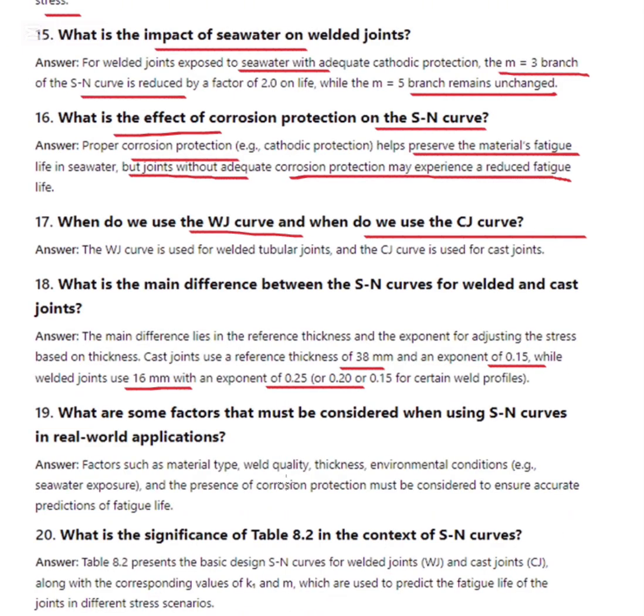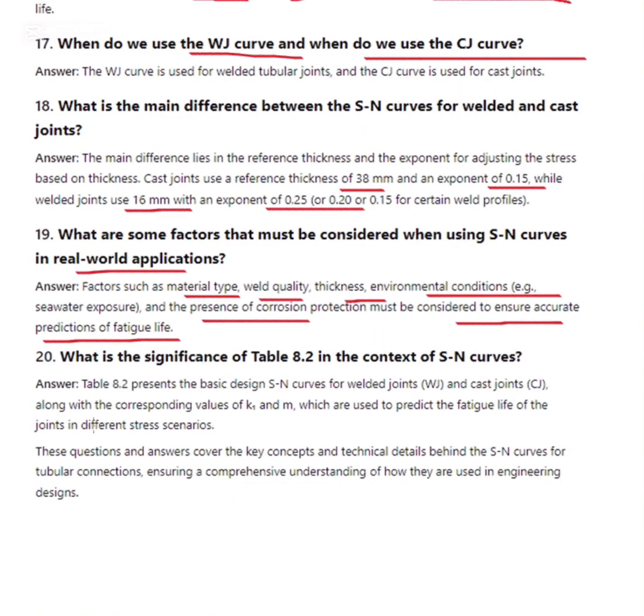What are some of the factors that must be considered when using SN curves in real-world applications? Factors such as material type, weld quality, thickness, and environmental conditions, seawater exposure, presence of corrosion protection must be considered to ensure accurate predictions of fatigue life. What is the significance of Table 8.2 in the context of SN curve? That's the basic SN curve for welded joints and cast joints, along with corresponding values of K1 and m, which are used to predict the fatigue life of joints in different stress scenarios. These questions and answers cover the key concepts and technical details behind the SN curves for tubular joints.